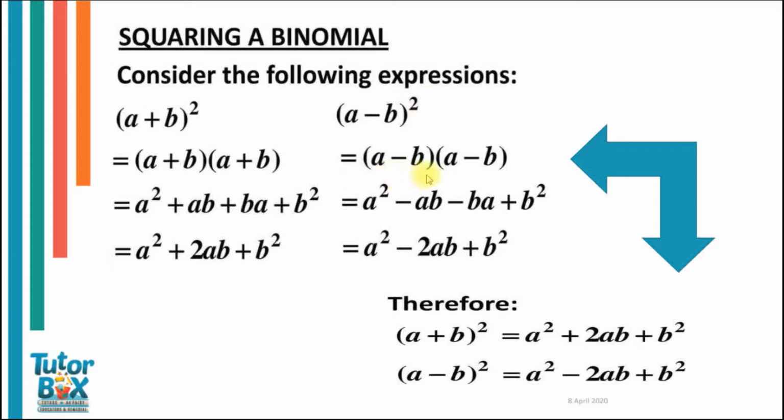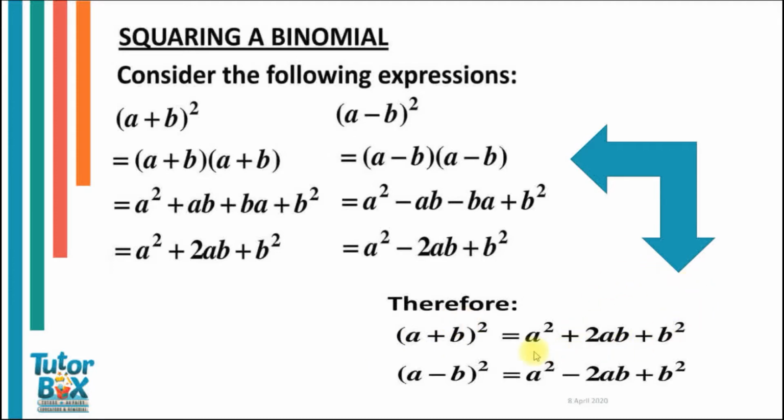This will be equal to A minus B, which will be equal to A squared. Now they are negatives, so that'll be A times minus B, that's minus AB, minus B times A, that's minus BA, plus B squared, because it's a minus B times a minus B, so you get a B squared. So this will be equal to A squared minus 2AB plus B squared.